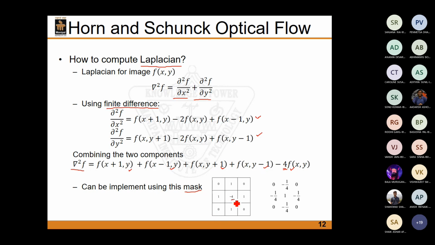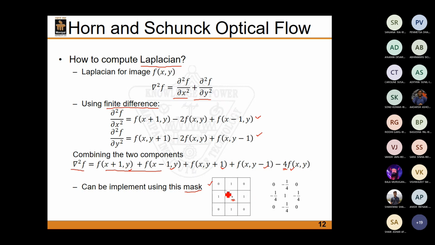You have in the center pixel minus 4, because for f(x,y) the coefficient is minus 4 here. And for all the remaining neighboring pixels you have 1. So implementing this equation is equivalent to using this mask to convolve with the original image. Okay, so this is something we have already seen earlier, and this is basically the Laplacian operator, the Laplacian mask which is used to find the Laplacian of a particular image.